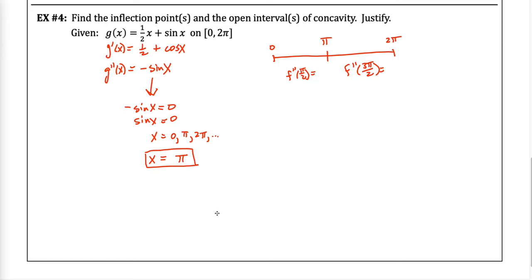Oh, I wrote F. It's G. Sine of pi halves is 1. Three pi halves is -1.